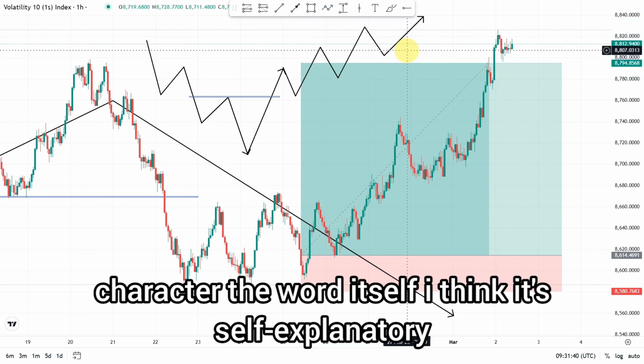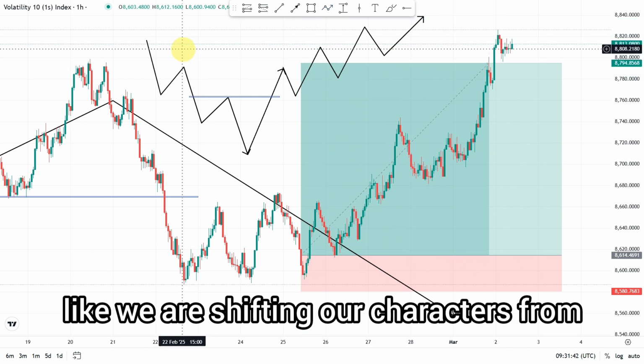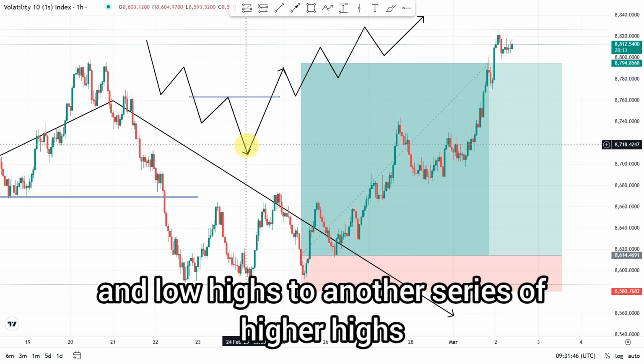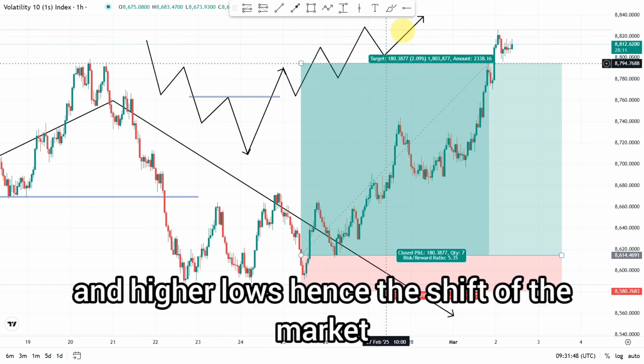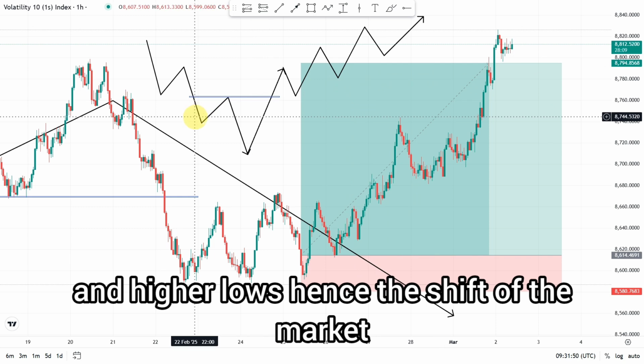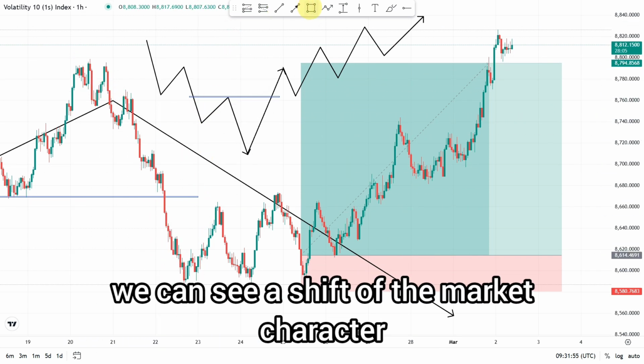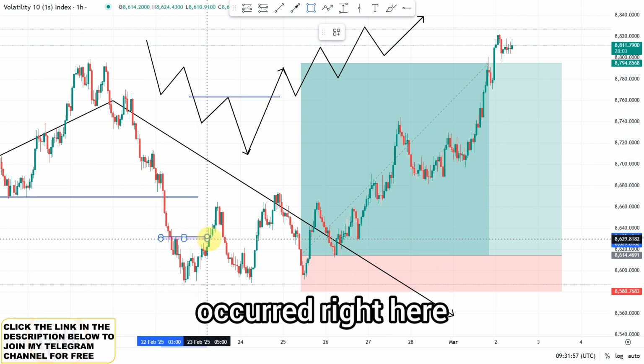The word itself, I think, is self-explanatory. We are shifting our character from moving in a series of lower lows and lower highs to another series of higher highs and higher lows. Hence the shift of the market character. So based on this price movement right here, we can see our shift of the market character occurred right here.